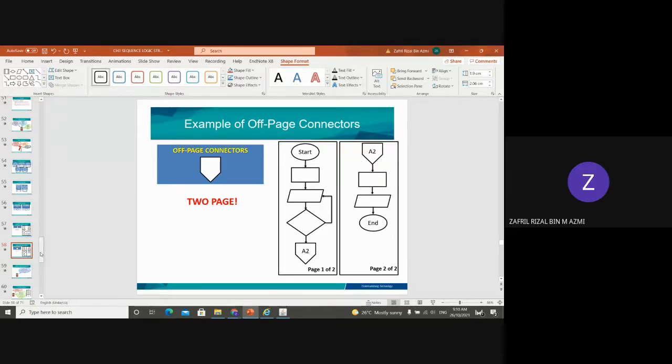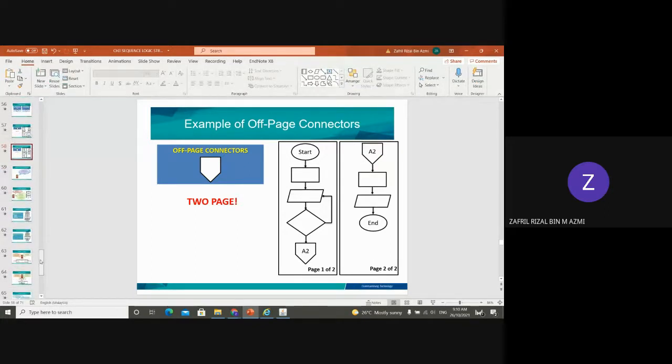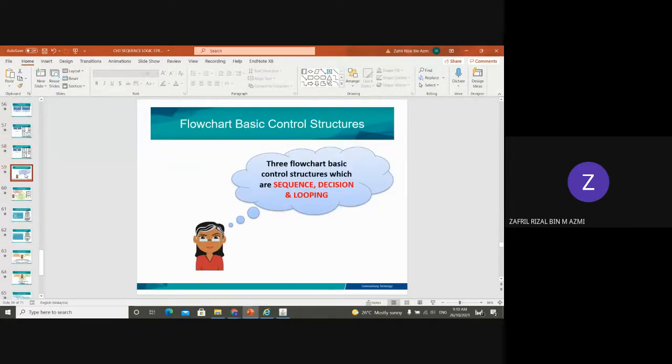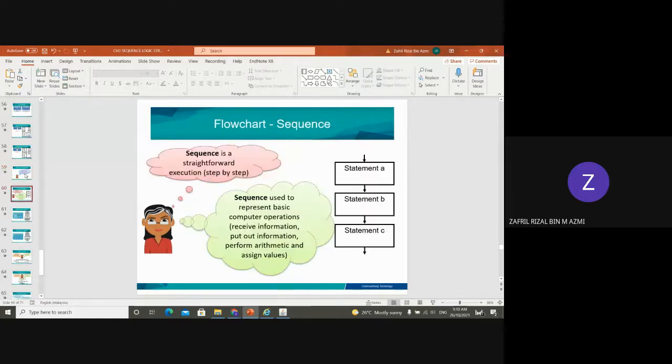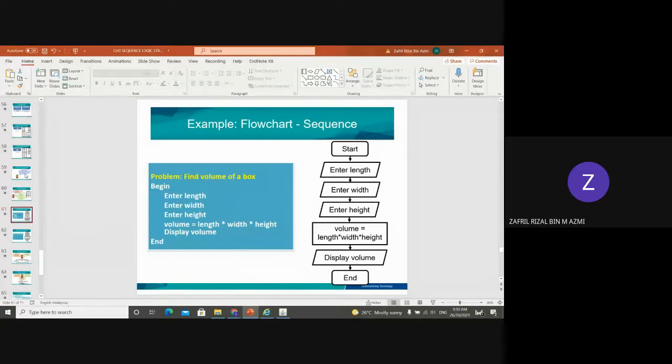Connector, alright. So that's it for the basics of flowcharts, especially for the sequential logic structure. The flowchart is very simple.